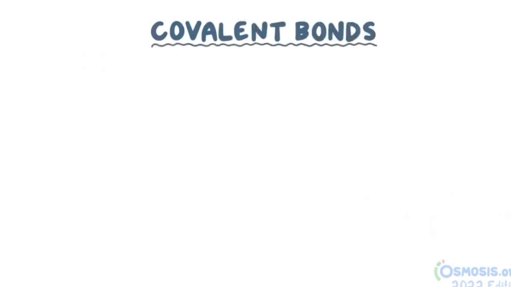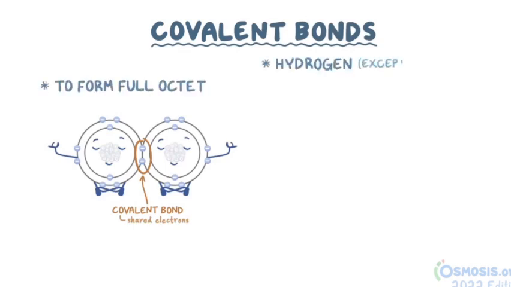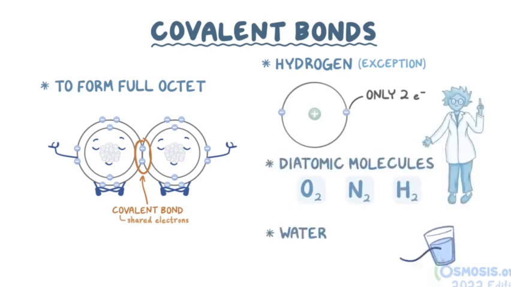Alright, a quick recap. Covalent bonds form when nonmetal atoms share their valence electrons among themselves, in order to allow all the atoms to have a full octet. Hydrogen is one of the exceptions to the octet rule, because it ends up with only 2 electrons around it. Many elements such as oxygen, nitrogen, and hydrogen form diatomic molecules. In a water molecule, an oxygen atom gains an octet of electrons by sharing electrons with 2 hydrogen atoms.